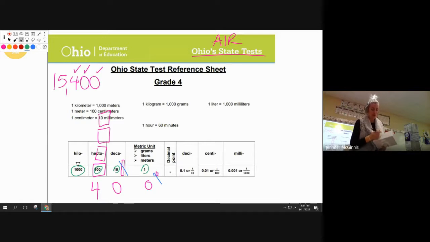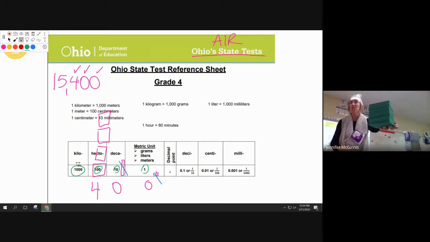How many tissue boxes do we need? 15. Actually, 5, because we already have 10,000. Garrett's saying 5. Well, what did you say? How many tissue boxes do we need? I need 15 of these, because one of these is how much? Anyone? 1,000. And the value of the cube is 1,000. And how many thousands do we have, Aiden?